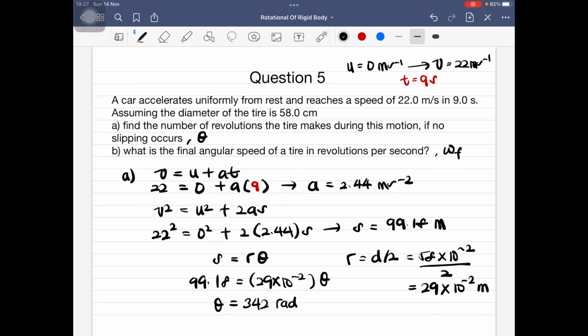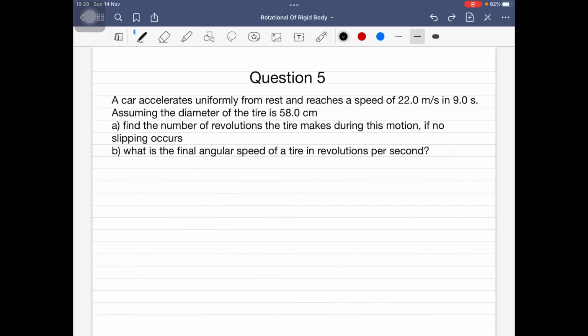But the question asks about number of revolution, and the answer that we get just now is in radian, so I need to change that into revolution. Okay, number of revolution, and for that it will be 342 radian times with 1 revolution is equal to 2 pi radian, so that will be 54.43 revolutions. So next will be question B.